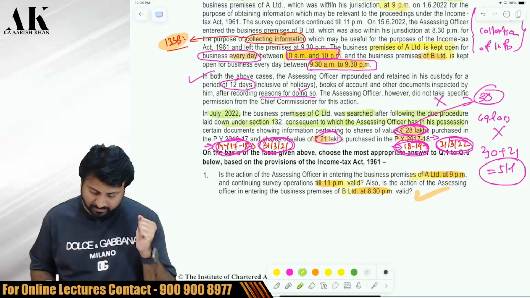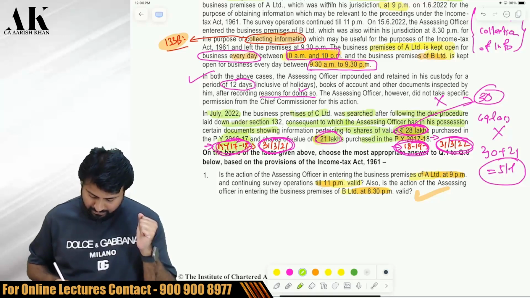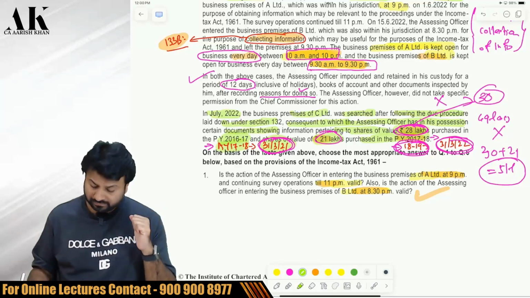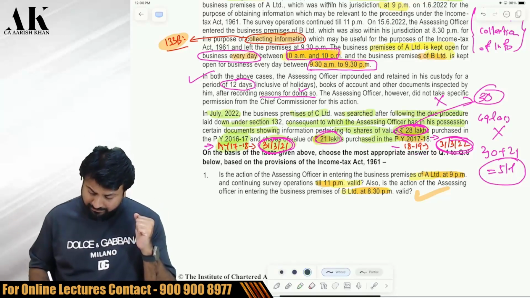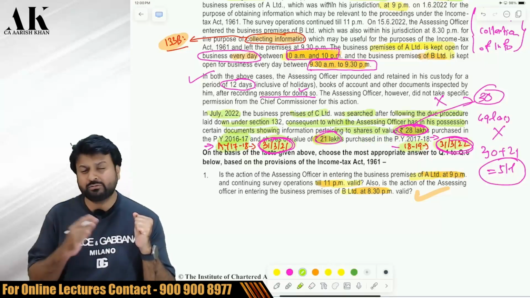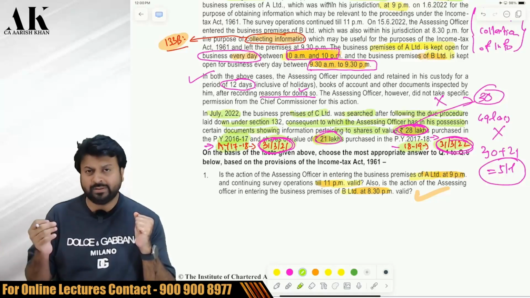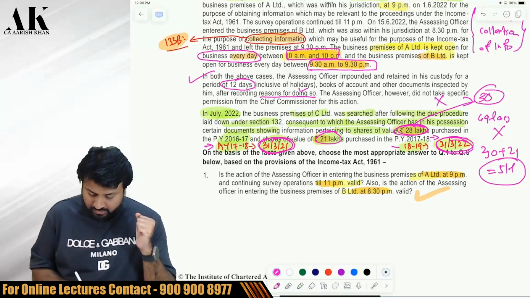consequent to which the AO has in possession certain documents and information pertaining to shares of 28 lakhs of AY 16-17 and shares of 21 lakhs purchased in AY 17-18. Now, for this year, that is 16-17 PY, AY is 17-18. The AO can issue notice up to 31st March 2021. The time has gone. Similarly, for PY 17-18, which is AY 18-19, the AO can issue notice up to 3 years. That is 31st March 2022. The time has gone. Now, the AO is wishing to issue the notice in July 22. The time has gone.